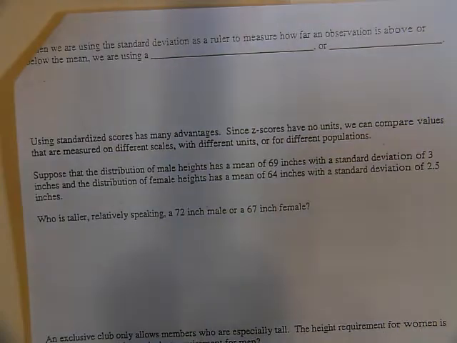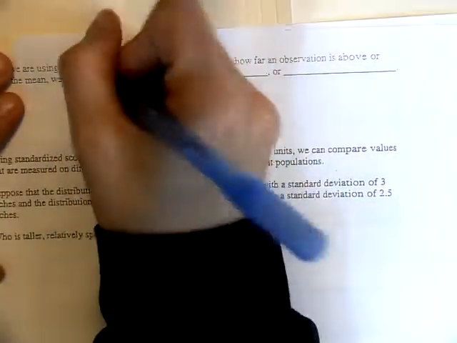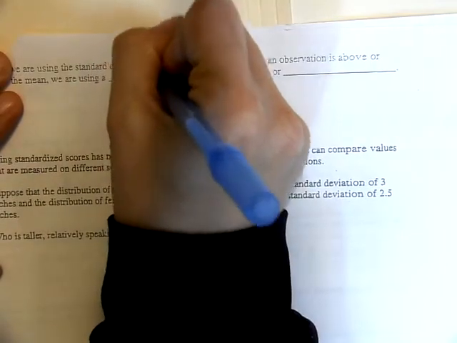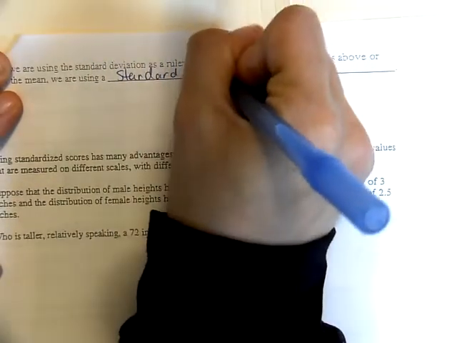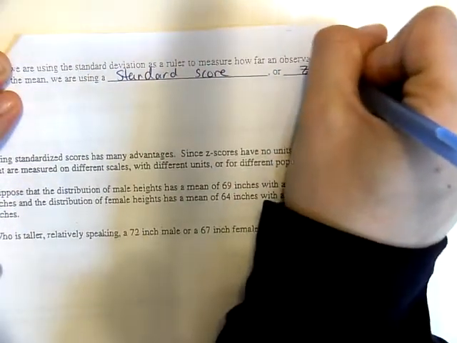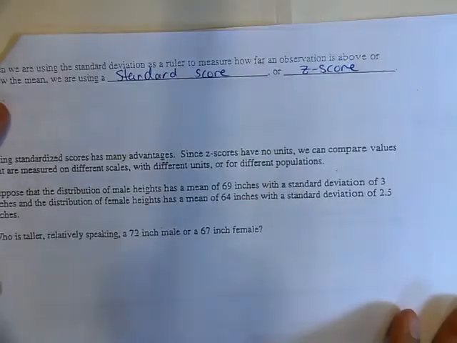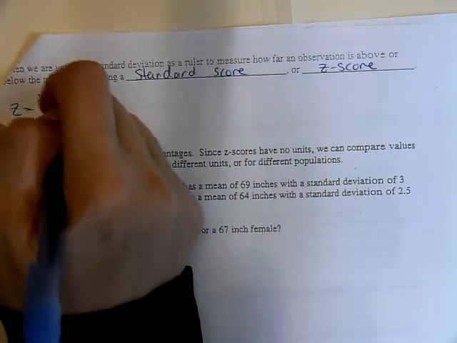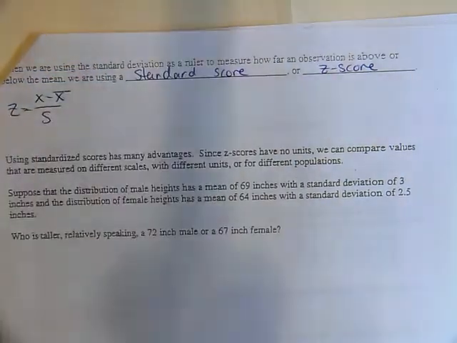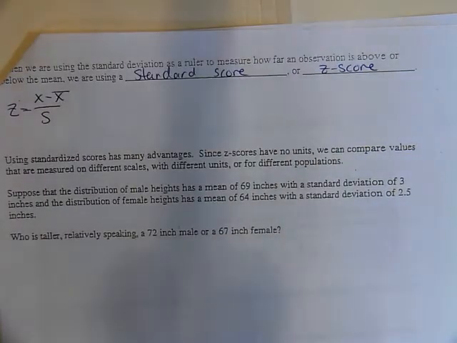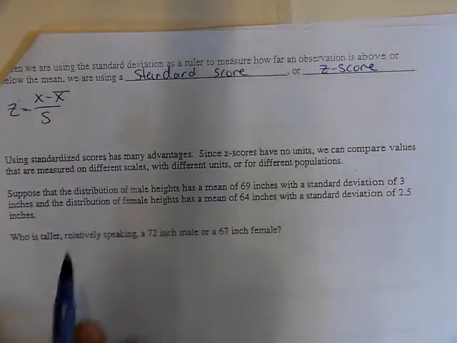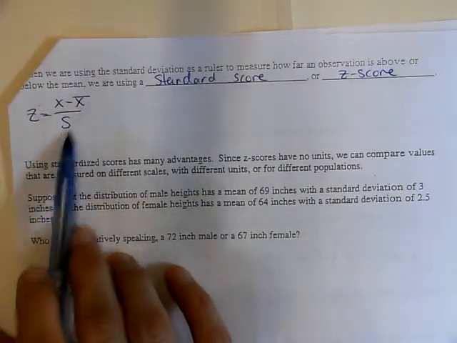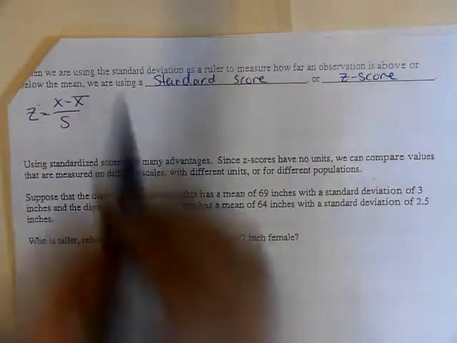So this is where this thing comes in handy that we will use for the rest of the year, called a standard score or a z-score. So z is equal to x minus x bar divided by s. And this is not on your formula sheet, so you do need to know it. But it's how many standard deviations you are above or below the mean.